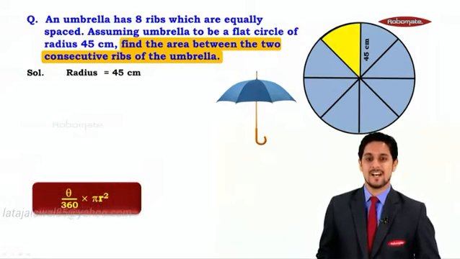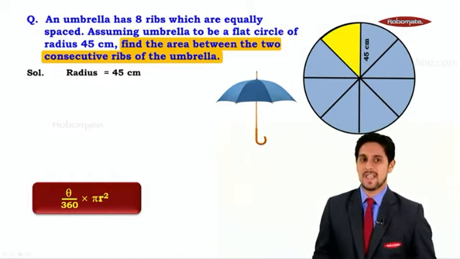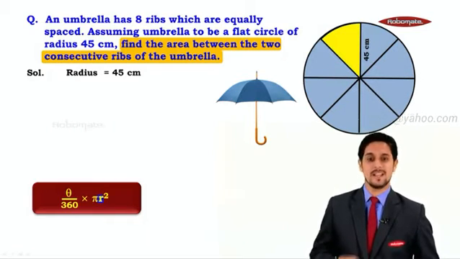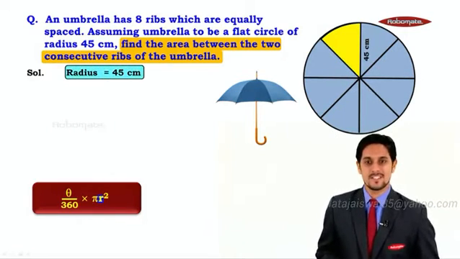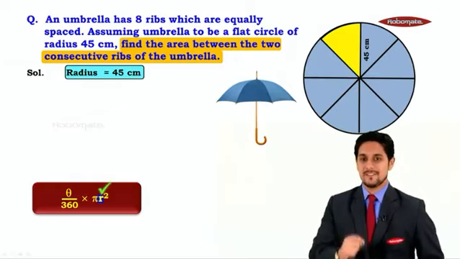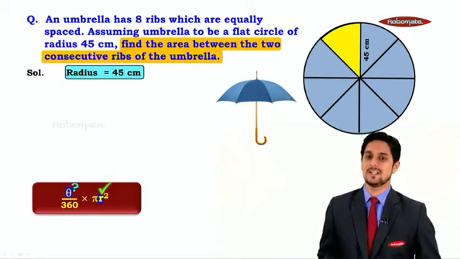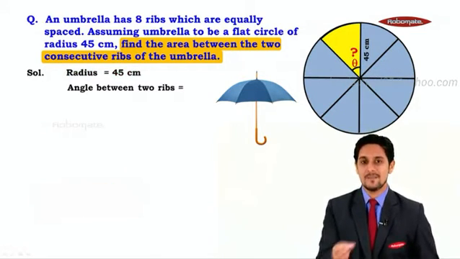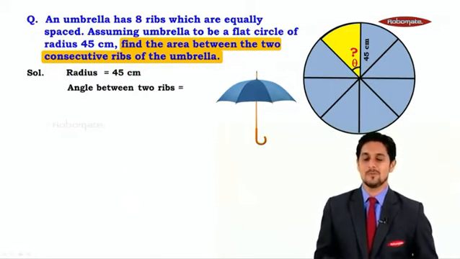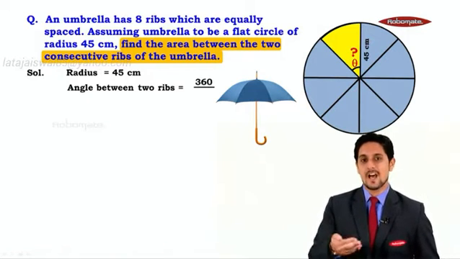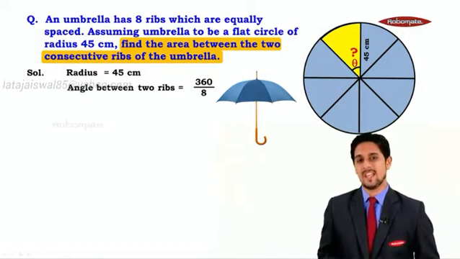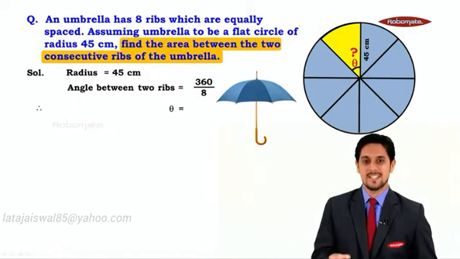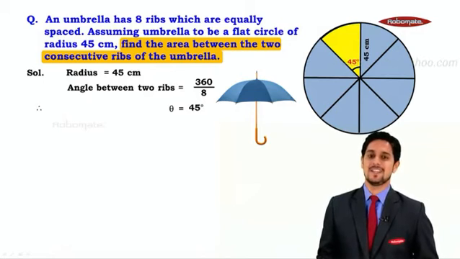Yes, it is theta upon 360 into pi r square. Students, let us understand the terms which are known to us. The radius of this circle is given, which is 45 centimeters. But we need to calculate the value of theta, that is the angle. For that, we can say the angle between the 2 ribs will be equal to the entire angle, that is 360, upon the number of parts, that is 8. On simplification, we get the angle between the 2 ribs, theta, is equal to 45 degrees.